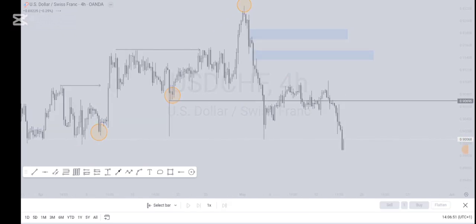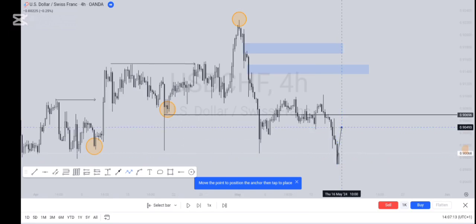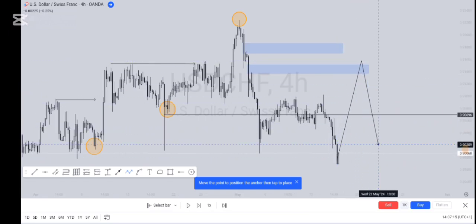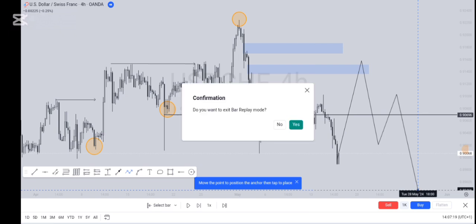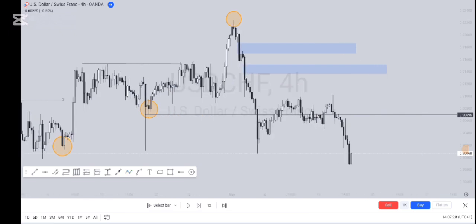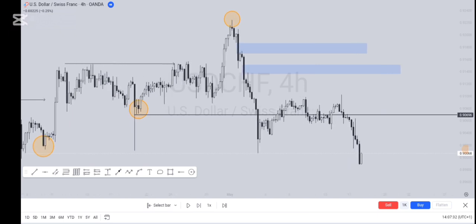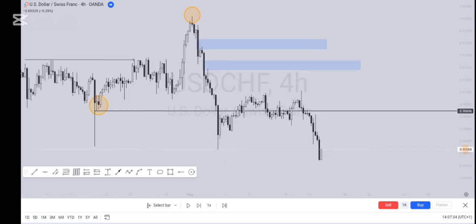So I want the market to do something like this, all the way up here, give me an entry, and then go all the way down. And then we now know that this market is now a downtrend. So that is what I want the market to do. Let's see what it did from there.